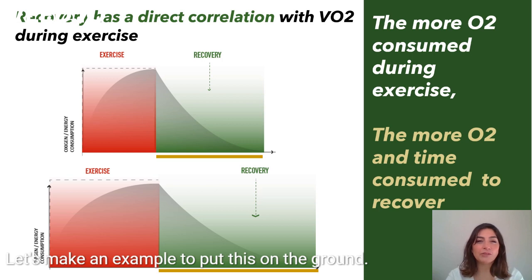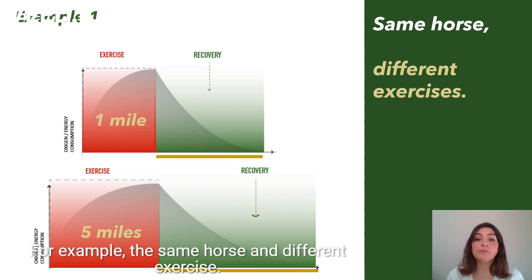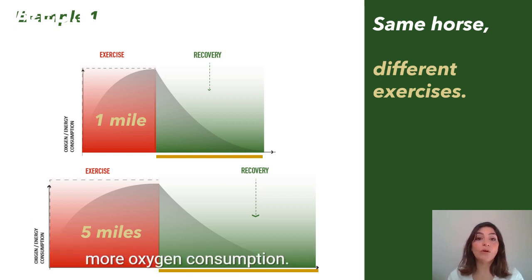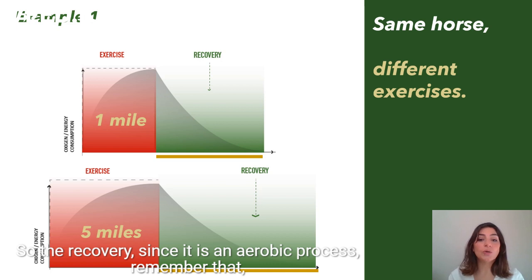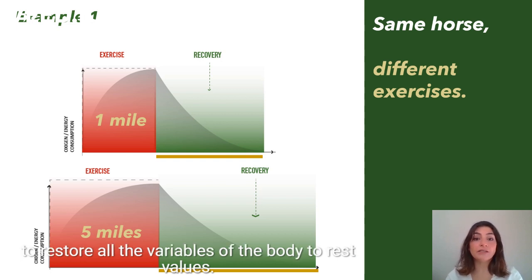Let's make an example to put this on the ground. For example, the same horse in different exercises. Of course, for us, the 5 miles workout is more demanding in oxygen consumption. So the recovery, since it is an aerobic process, remember, would also take more oxygen to go back to rest values, to restore all the variables of the body to rest values.